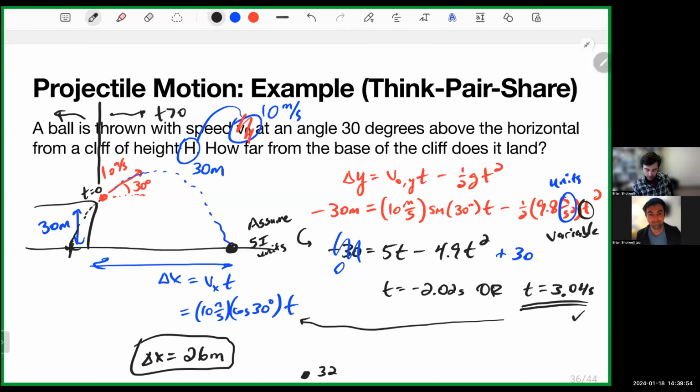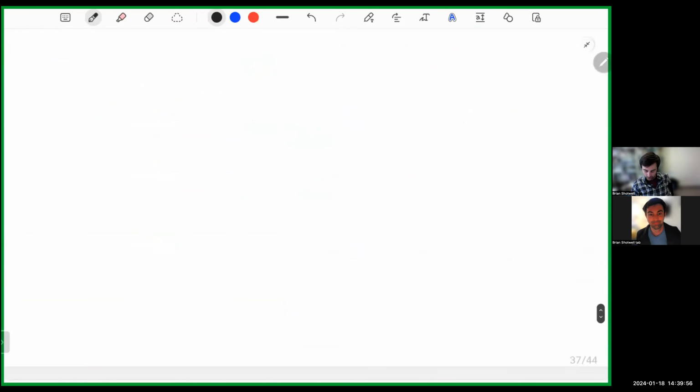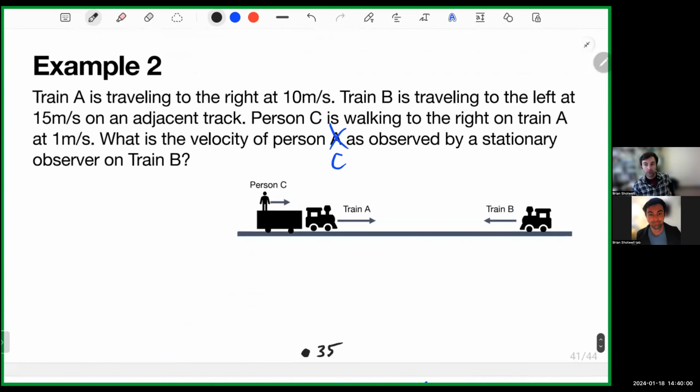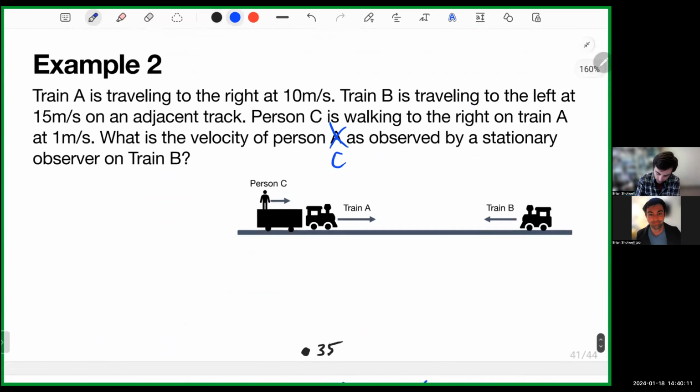So I think that does it for the projectile motion problem examples. There were a couple relative velocity problems that we didn't get to. So there's an example, a clicker question, and then a problem at the end. So let's quickly go over these. There was a typo, by the way, in this example too. So this should say person C instead of person A right there.